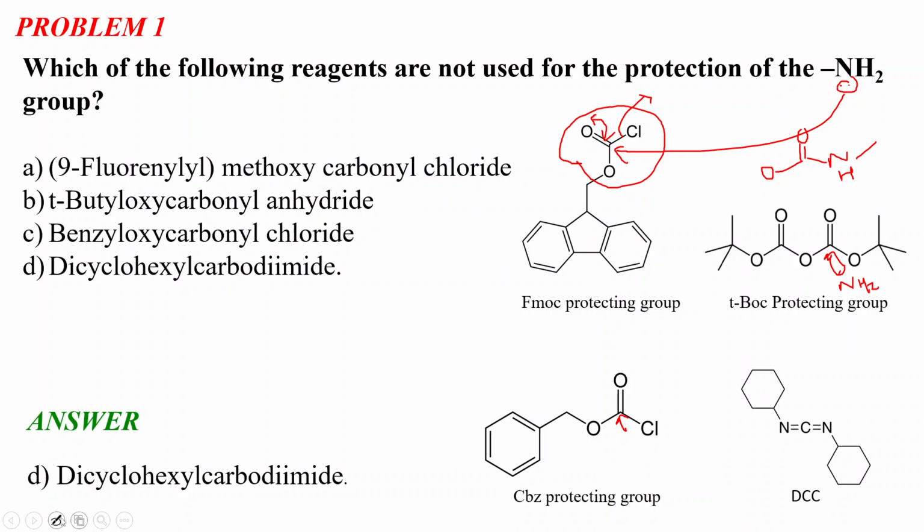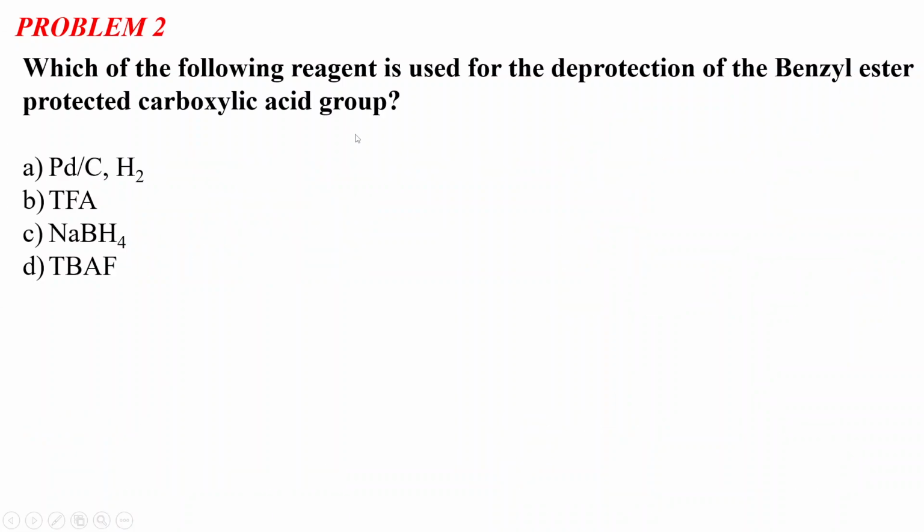So I hope there is no doubt in this question, and if you have any doubt you can always write in the chat box. I will answer that at the end of the session. Now moving toward the next problem. It says, which of the following reagents is used for the deprotection of the benzyl ester protected carboxylic acid group.